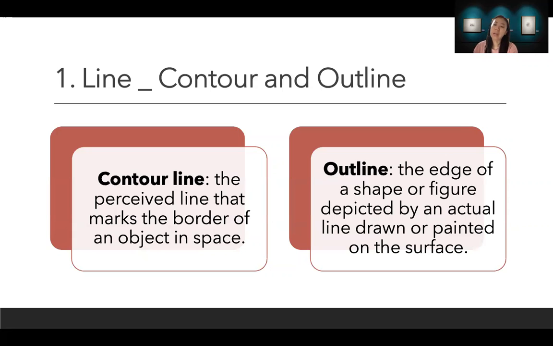There are 2 types of line in art. The first one is contour line, which is the perceived line that marks the border of an object in space. And the second one is outline, which is the edge of a shape or figure depicted by an actual line drawn or painted on the surface. So let me show you how they are different in visual image.